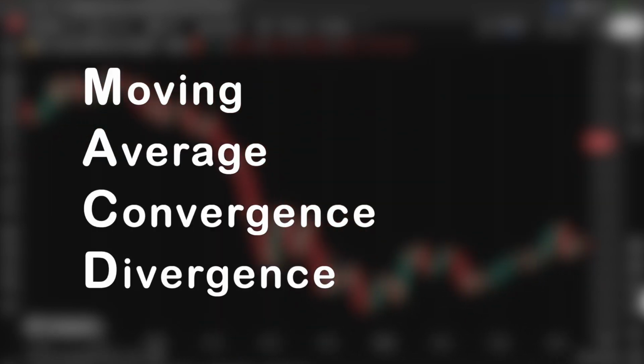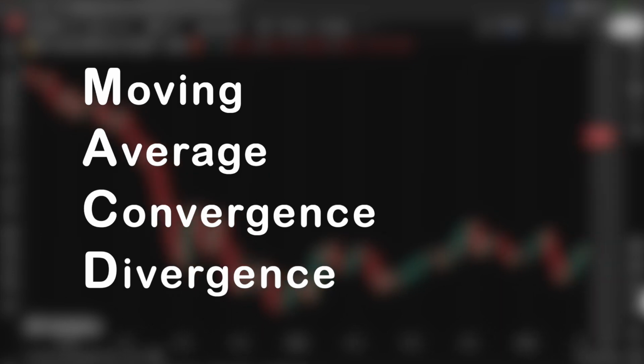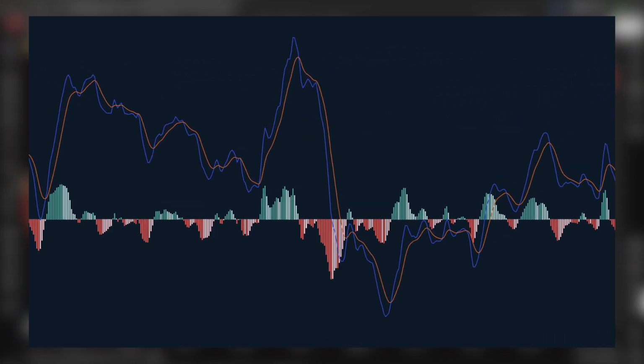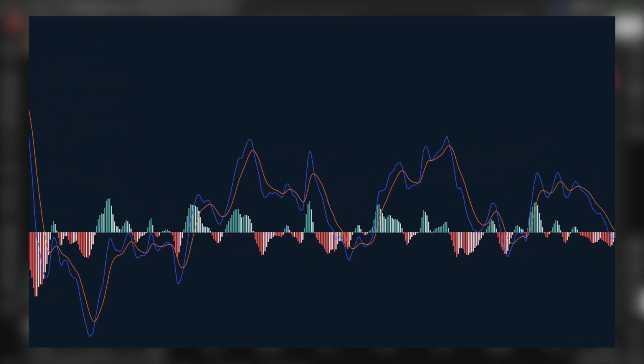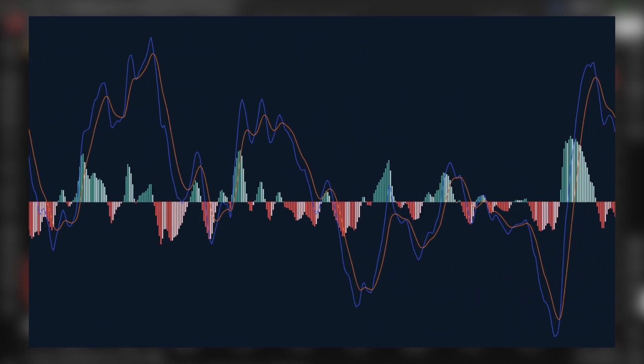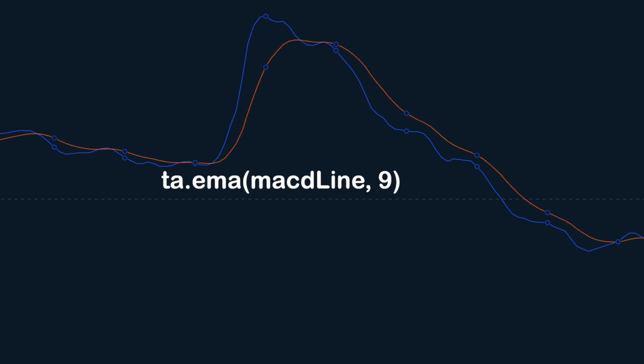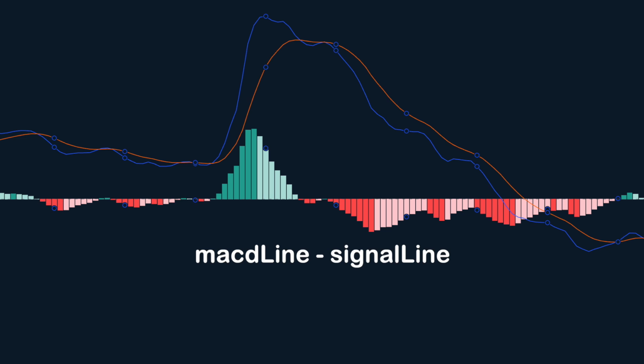The MACD, or Moving Average Convergence Divergence, is one of the most widely used indicators in technical analysis. It's a momentum and trend following indicator that helps traders identify potential trend reversals and momentum shifts. It's made of three components. The MACD line, which is the difference between a fast EMA and a slow EMA. Typically this is the 12-period EMA minus the 26-period EMA. The signal line, which is a 9-period EMA of the MACD line itself. And finally the histogram, which simply shows the difference between the MACD line and the signal line.